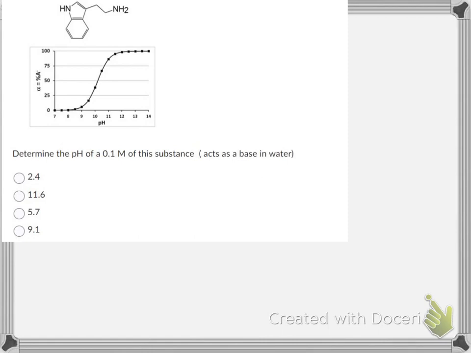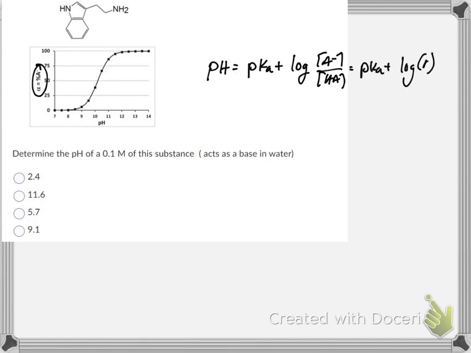Right, so here we're asked to calculate the pH of 0.1 molar of this substance. All right, so now we're going to be working with the base equations. So first thing we see is using the Henderson-Hasselbalch equation. If we know we have the same amount of A minus over HA, which is at the 50-50 mark, we know that pH equals pKa. So we see the pH here equals pKa, and we can obtain the pKa value as 10.2.